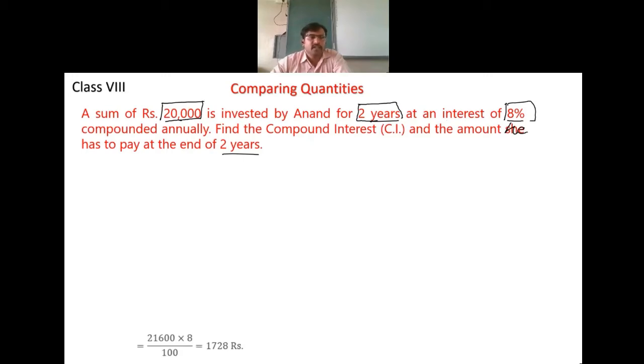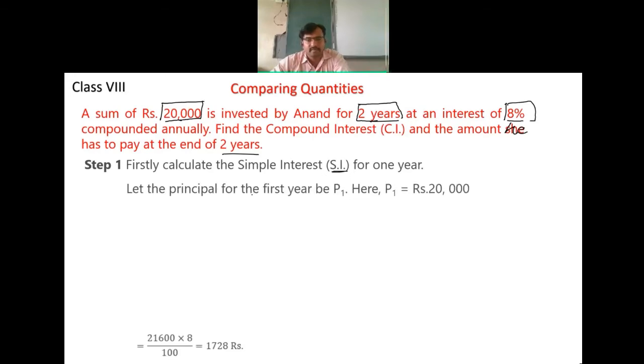So to calculate the compound interest, first we will calculate the simple interest for the first year. Then we calculate the simple interest for the second year. We can also do it directly. These are the steps. Directly also you can do that. We will learn by using the formula. First we will calculate the simple interest for 1 year.